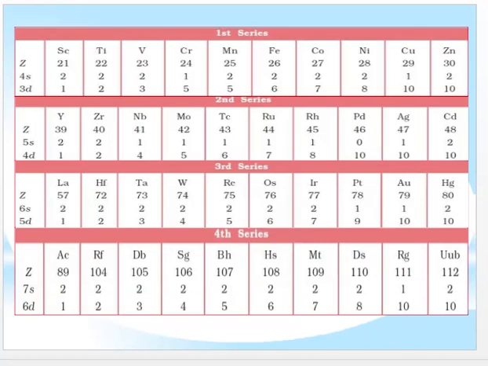And in this table you can see all D block elements, the group of scandium, titanium, vanadium, chromium, manganese, the group of iron, cobalt, nickel, copper and zinc. First series, second series, third series and fourth series. And in this row you can see the distribution of the electrons in the last energy level.